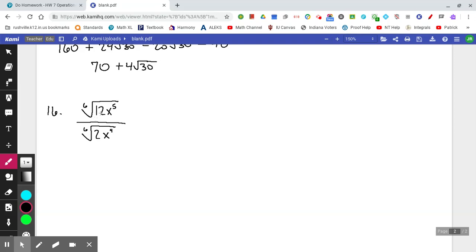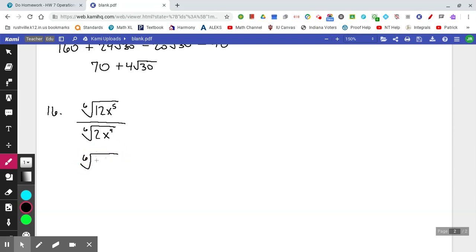And so I'm just going to divide the whole numbers, and then I'm going to divide any of the common bases, and then simplify anything that I have remaining. All right, so I have the 6th root of 12 divided by the 6th root of 2. So 12 divided by 2 is 6, and then I'm just going to keep it underneath the 6th root.